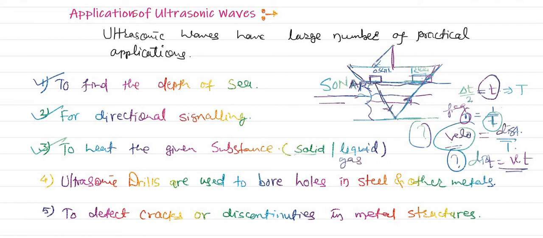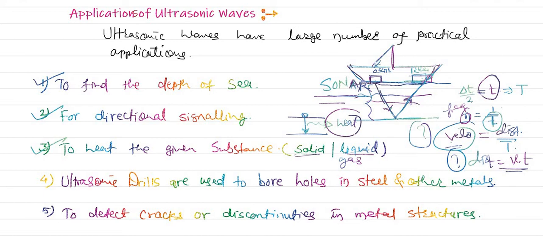Ultrasonic waves can heat the gas, which means the gas molecules or atoms can go to a higher excited state. Once they are in a higher excited state and come back to the lower or ground state, they release the energy in the form of heat. So this is how we can use ultrasonic waves to heat substances.